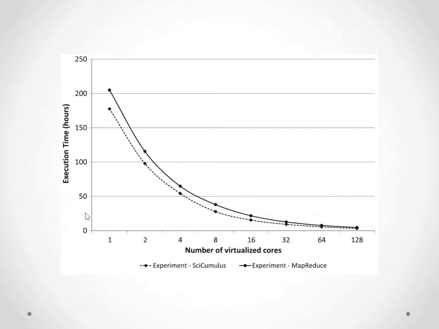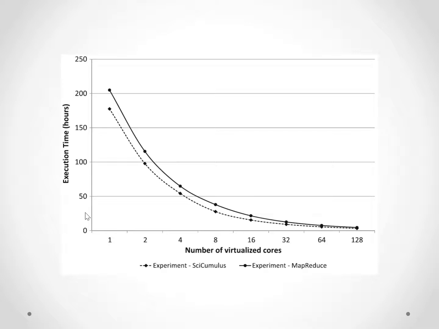Now let's discuss the execution time for scenario 3. The x-axis has the number of virtualized cores, the y-axis has the execution time in hours, and SkyCumulus is represented by the dotted line, whereas Hadoop is represented by the full line. Scenario 3 focuses on reliability by changing the values of the alphas. Now, we need to calculate the probability of a given number of failures in the virtual machines.